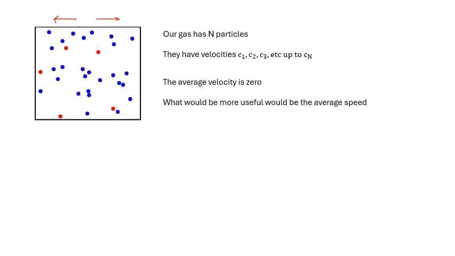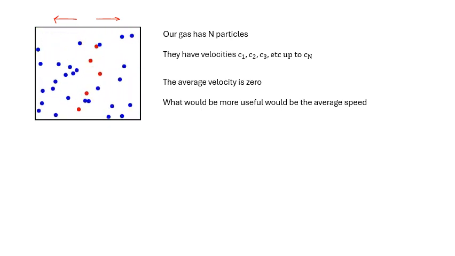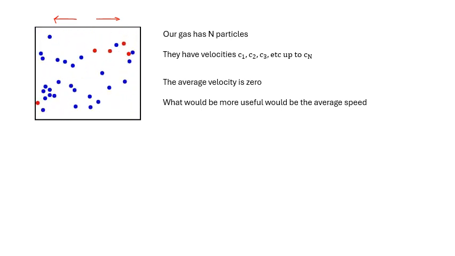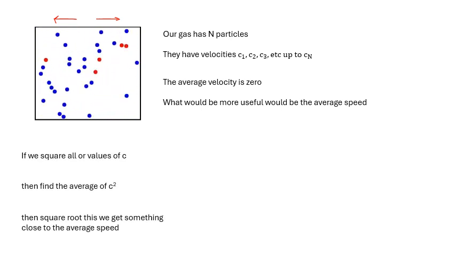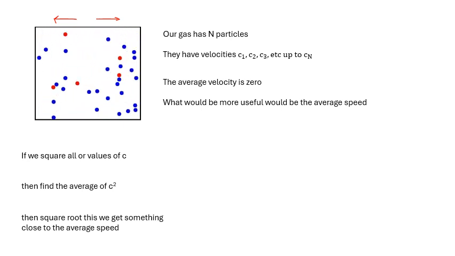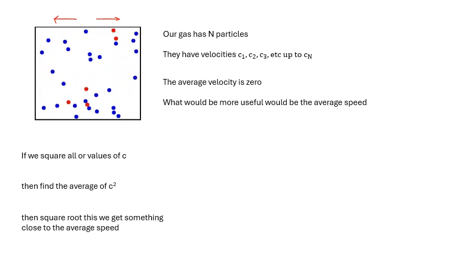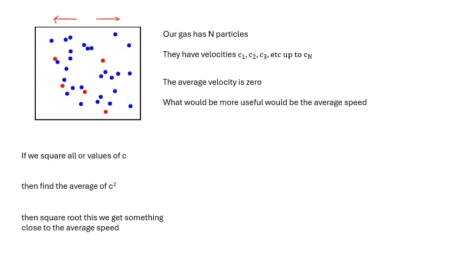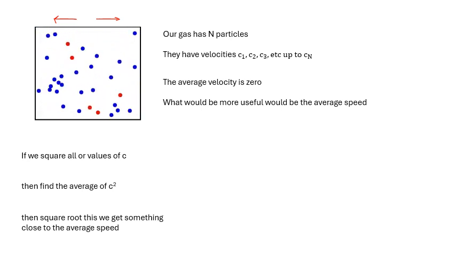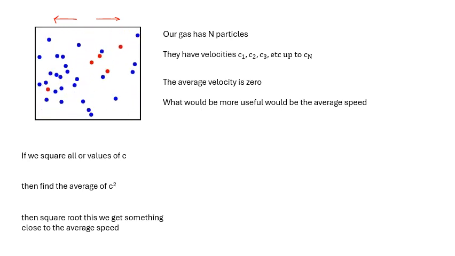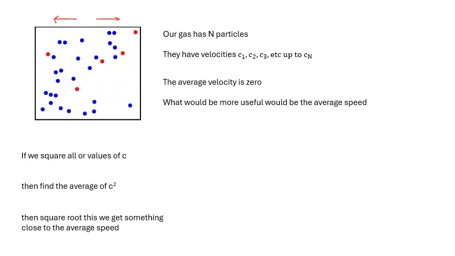What would be more useful would be the average speed. So how can we get the average speed of the particle? Well, what we do is, all of these c's, as I said, half of them are positive, half of them are negative, you square them all. That gets rid of your negatives. Then you get the average value of c squared, and then you get the square root of that. So it's the root of the mean of the squares.